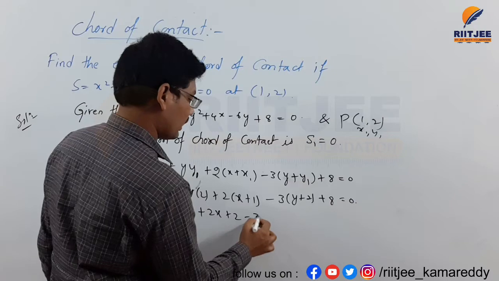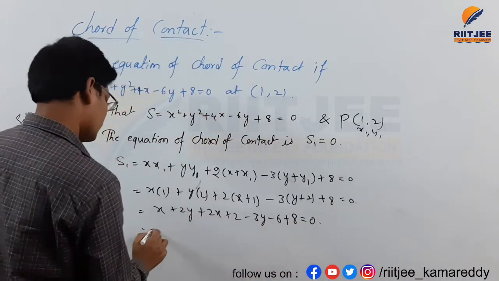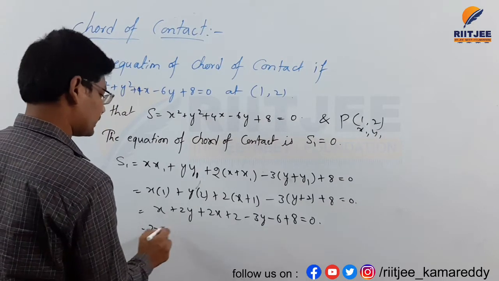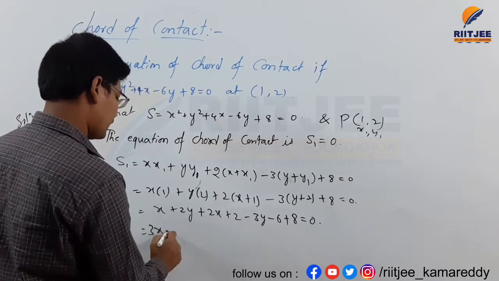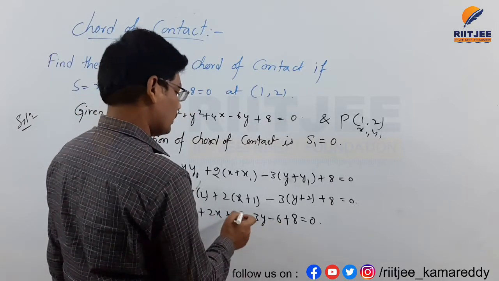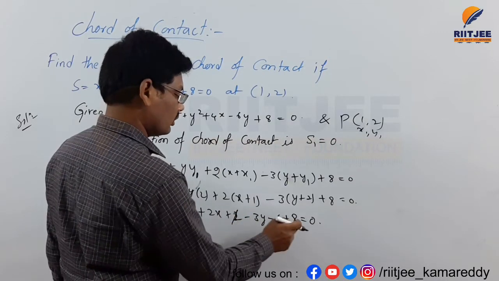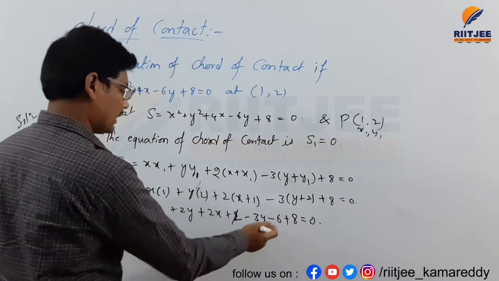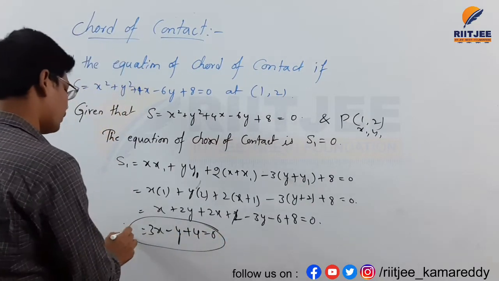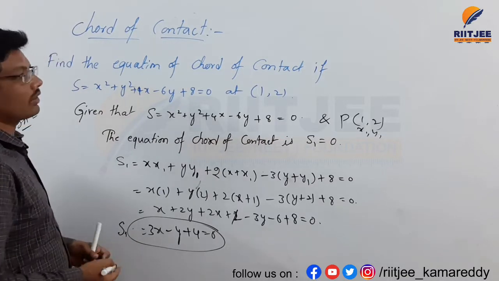So x plus 2y plus 2x plus 2, and if you multiply, minus 3y minus 6 plus 8 equals 0. Here x plus 2x is 3x, 2y minus 3y is minus y, and 2 minus 6 plus 8 is 4. Therefore, the chord of contact S1 equals 0 is 3x minus y plus 4 equals 0. This is the equation of the chord of contact.